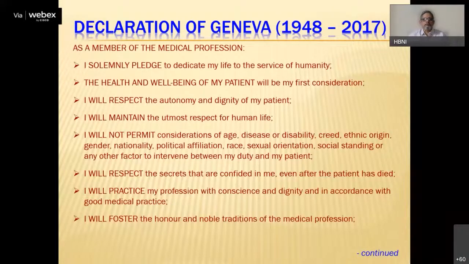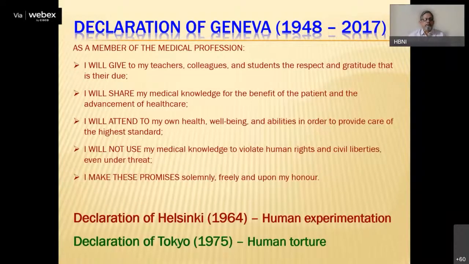I will foster the honor and noble traditions of the medical profession. And I'll give to my teachers, colleagues, and students the respect and gratitude that is their due. I will share my knowledge for the benefit of patient and advancement of healthcare. I will attend to my own health, well-being, and abilities in order to provide care of the highest standard. I will not use my medical knowledge to violate human rights and civil liberties, even under threat. I make these promises solemnly, freely, upon my honor. So this was the Declaration of Geneva.